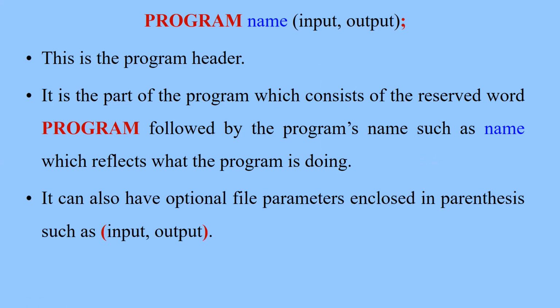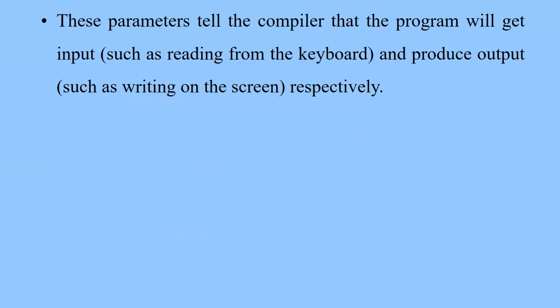It can also have optional file parameters enclosed in parentheses, such as input, output, then you close that parenthesis. It is optional because it depends on whether that program is receiving any parameters from anywhere, or is going to send any parameters anywhere. I will explain more about the same later. But program is a function. So these parameters tell the compiler that the program will get input, such as reading from the keyboard, and produce output, such as writing on the screen, respectively.